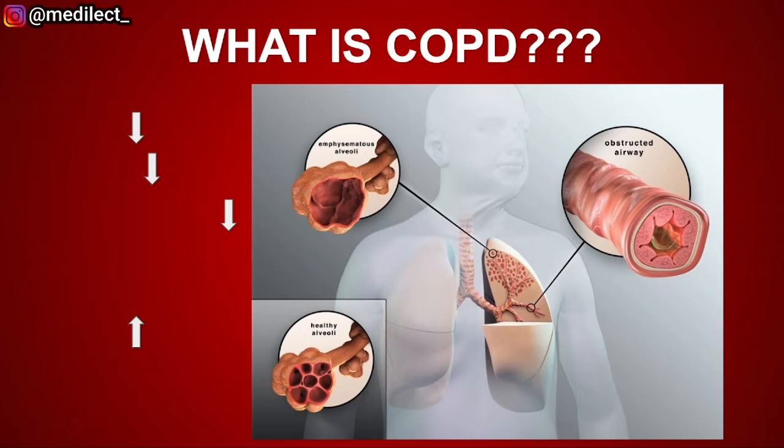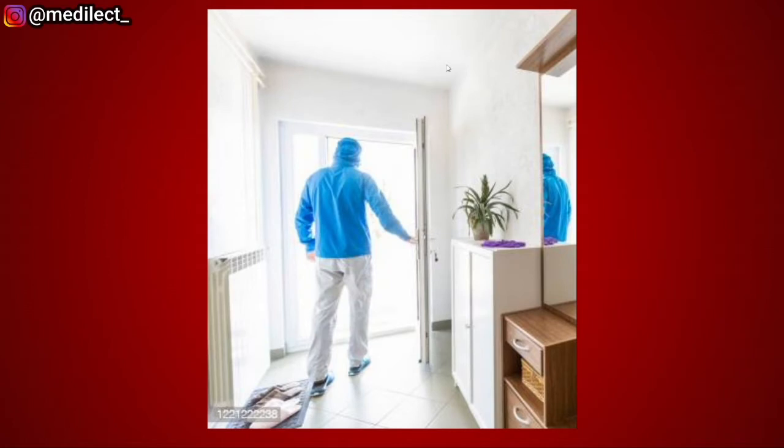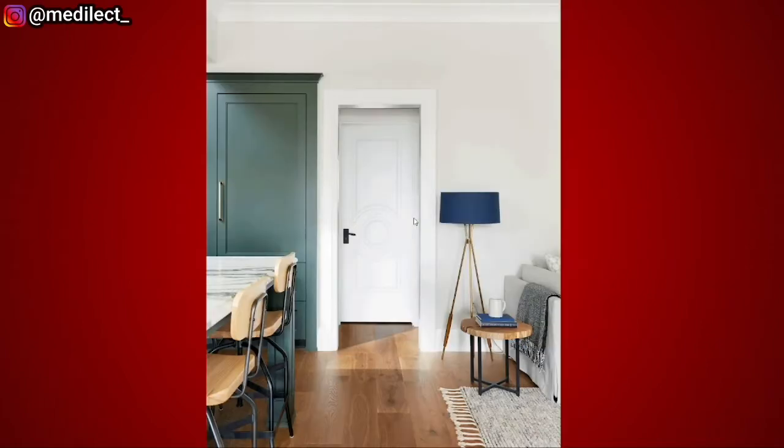So let me give you an example. This is a room, right? And if you want to go out of this room, there is a door. So you can easily go out of this room. But what if the door is closed? What will happen? You won't be able to go out. There is an obstruction over here which is stopping you from going out of this room.